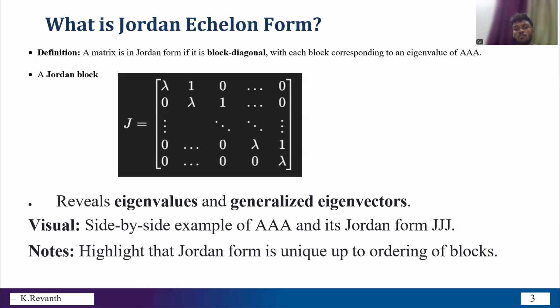An interesting property is that Jordan form is unique up to the ordering of the blocks. That means no matter how you derive it, the structure will be the same. Only the order of blocks might change. We're going to the next slide.